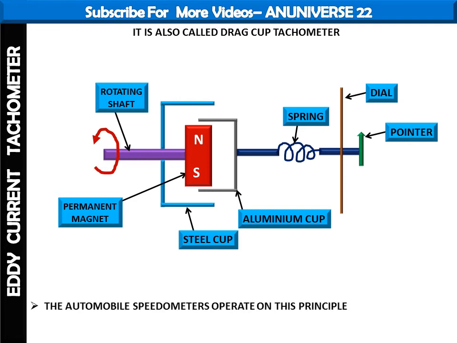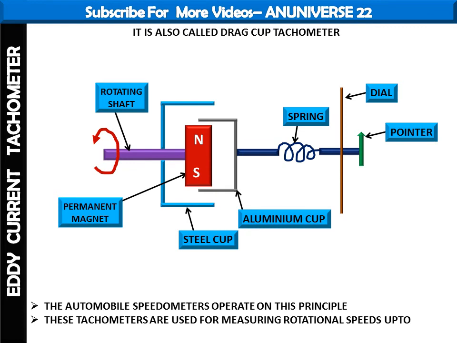and it is used in automobile speedometers, that is, speedometers that operate on this principle. And these tachometers are used for rotational speeds up to 12,000 RPM with an accuracy of plus or minus 3%.